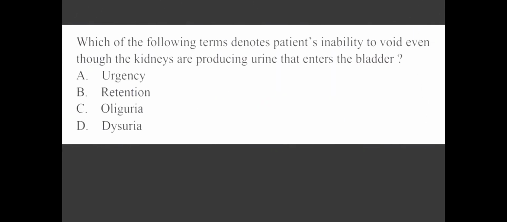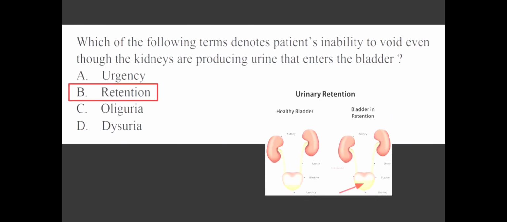Which of the following terms denotes patient's inability to void even though the kidneys are producing urine that enters the bladder? A. Urgency, B. Retention, C. Oliguria, D. Dysuria. And the correct answer is B. Retention. Urinary retention is a condition where your bladder doesn't empty all the way or at all when you urinate.